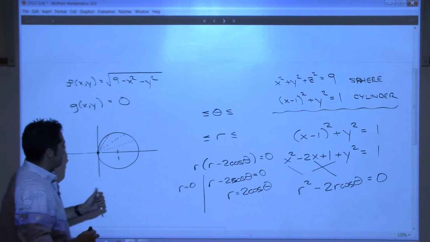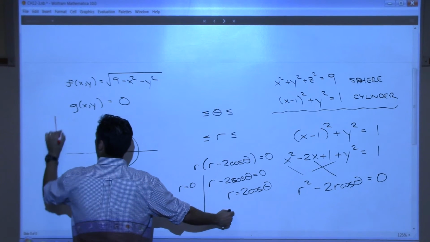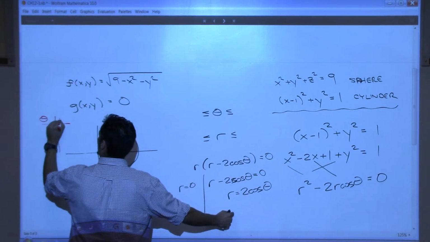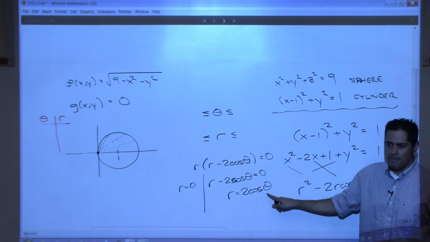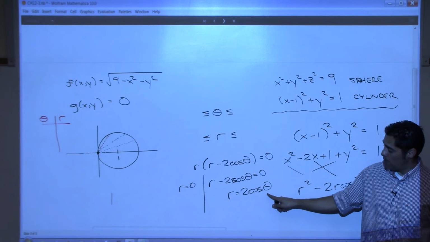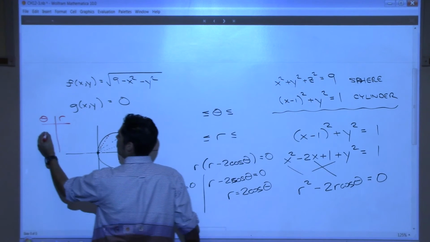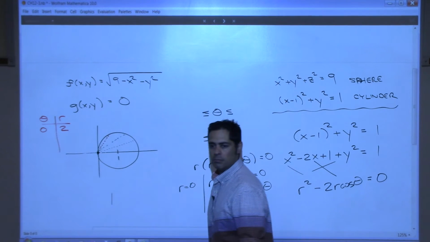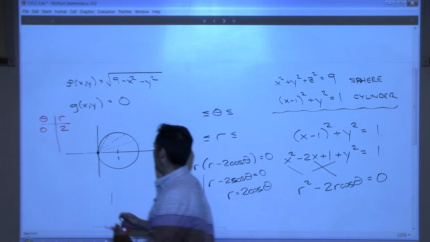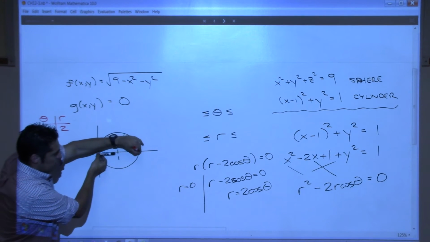Let's let theta, just for example, I'm going to do a good old-fashioned t-table. Theta, r. If theta is 0, what's cosine of 0? 1. 2 times 1? 2. So if my angle is 0, then I should walk out 2 and draw a dot.